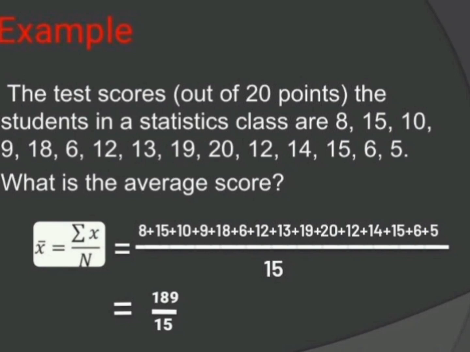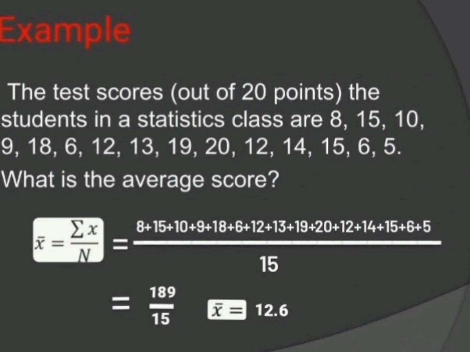So we're going to add their scores, so that is 189, and divide it by the number of students, 15, and that is equal to 12.6. So the average score of the 15 students is 12.6. So 12.6 is our mean.